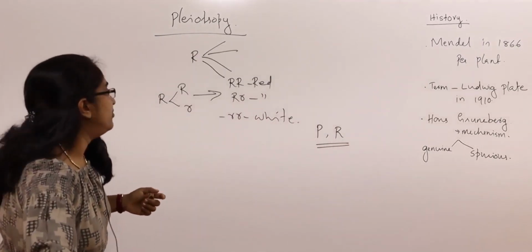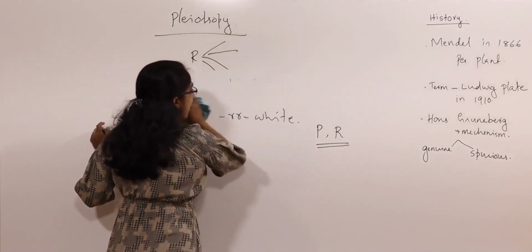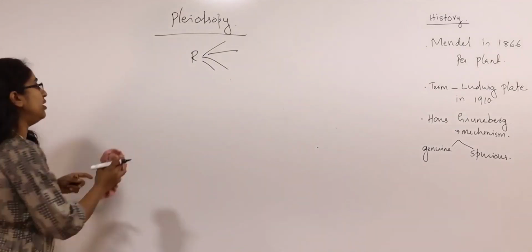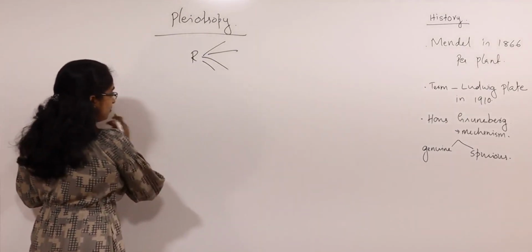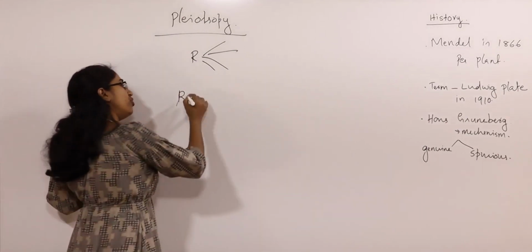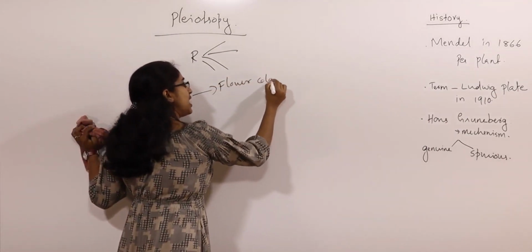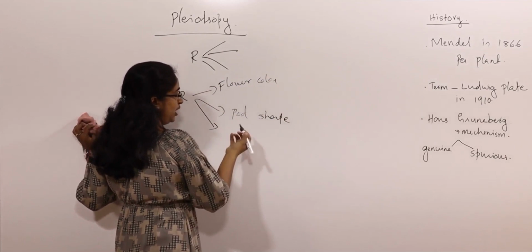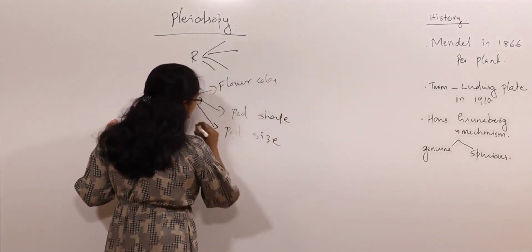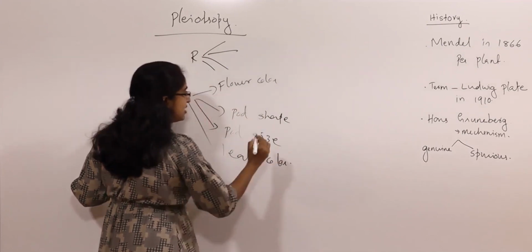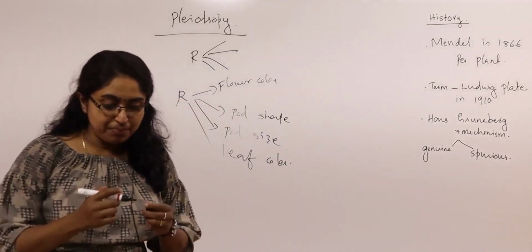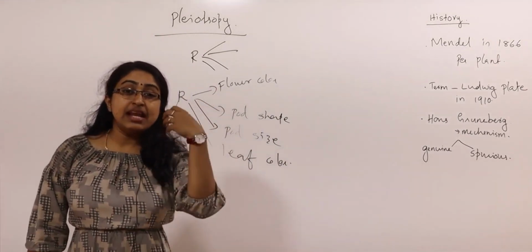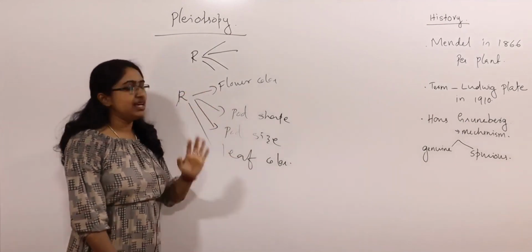For example, in the previous case we said that this R gene is responsible for the trait flower color. But if this gene shows pleiotropy, this R gene alone is responsible for, say, flower color, pod shape, pod size or leaf color, likewise. That is, a single gene has multiple effects, multiple phenotypes. A single gene is responsible for different phenotypes. Seemingly unrelated phenotypes are controlled by a single gene.